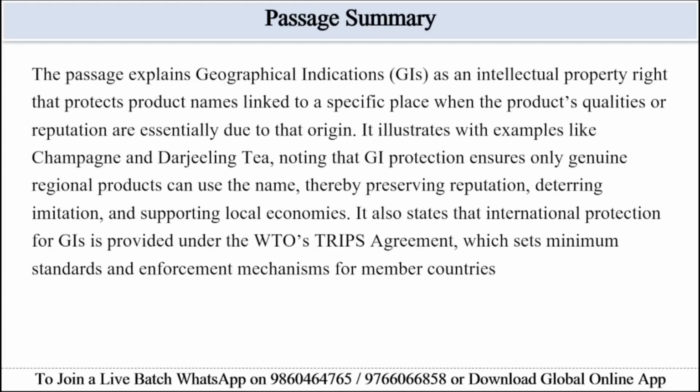protection of GIs globally. So basically this passage explains geographical indications, that is GI, as an intellectual property right that protects product names linked to a specific place when the product's quality or reputation is essentially due to that origin. It illustrates with examples like Champagne and Darjeeling tea, noting that GI protection ensures only genuine regional products can use the name, thereby preserving reputation, deterring imitations, and supporting local economies. It also states that international protection for GIs is provided under the WTO TRIPS agreement, which sets minimum standards and enforcement mechanisms for member countries.